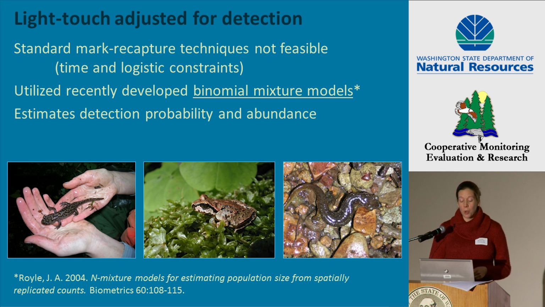And so we were presented with an opportunity actually to collaborate with Weyerhaeuser, and in specific with A.J. Kroll and Jay Jones, who helped us to utilize a recently developed binomial mixture model where you're actually able to go in and estimate both detection probability and abundance simultaneously without marking individuals. This was huge for us. And that method was developed by Royle in 2004.